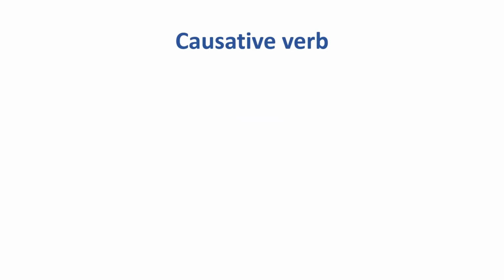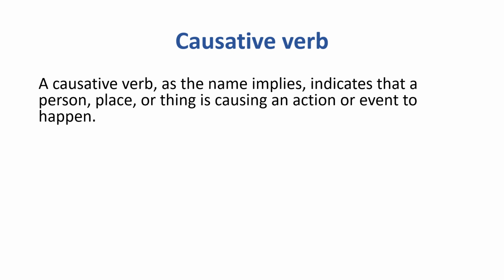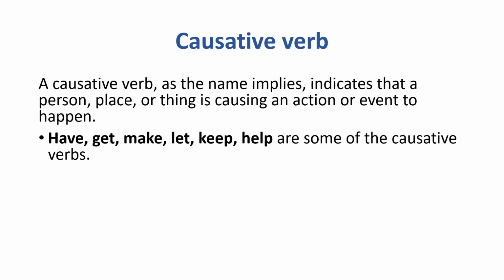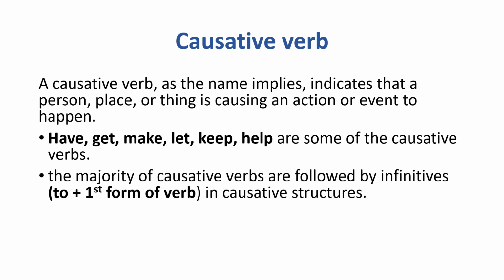So let's start. Basically, first of all, we're going to talk about the causative verb. A causative verb, as the name implies, indicates that a person, place, or a thing is causing an action or an event to happen. For example, have, get, make, let, keep, help are some of the causative verbs. The majority of the causative verbs are followed by infinitives, that is, to plus the first form of the verb in a causative structure.